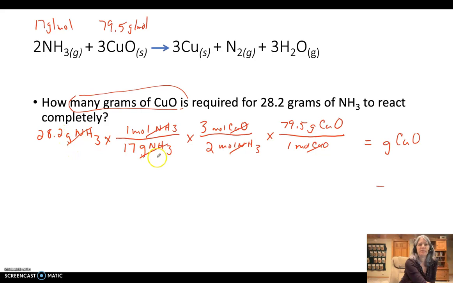From mass to moles, we need the molar mass, the mass in 1 mole. From moles of ammonia to moles of copper 2 oxide, we need the stoichiometric coefficients. They react in a ratio of 2 to 3, 2 in front of the ammonia, 3 in front of the copper. And then to get back from moles of copper to grams again, we have to use the molar mass, 79.5. So we've got the problem hopefully set up correctly.